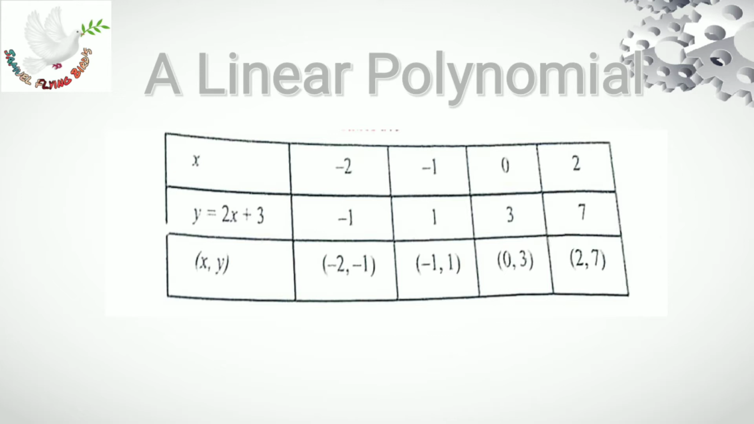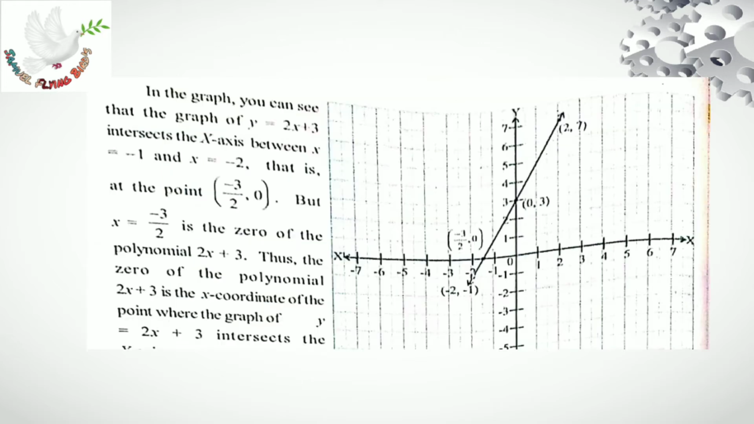The next one, I consider x equal to 2. So p of x equal to y equal to 7. So x and y values are 2 and 7. Here are the four values which we have found for the given expression p of x equal to y equal to 2x plus 3. Now we need to plot a graph using these four values of x and y.